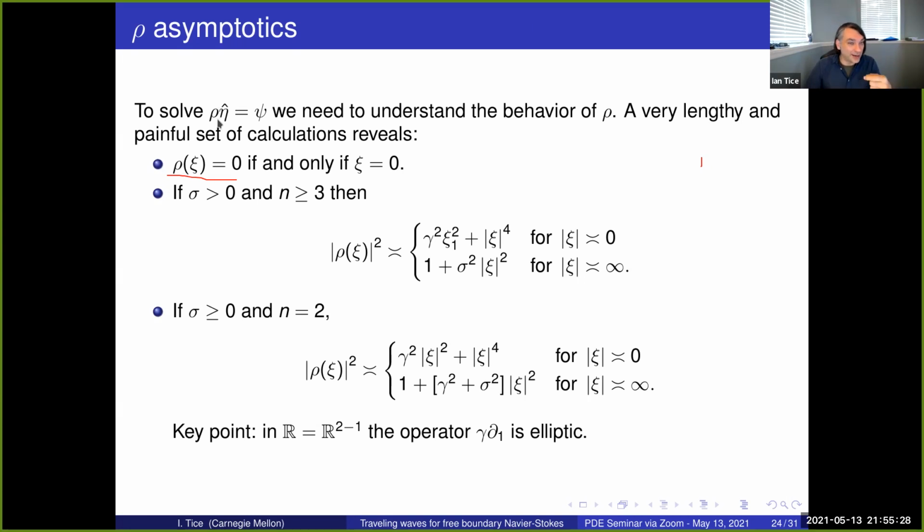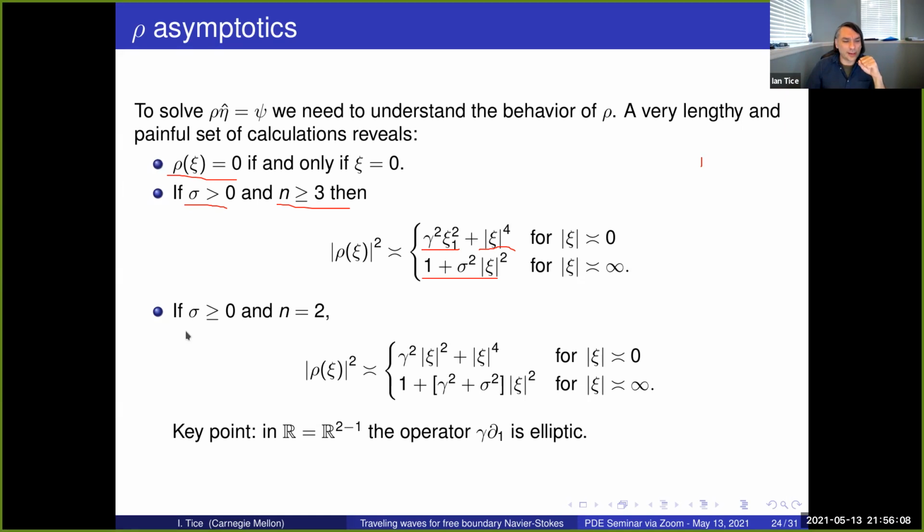So I can divide both sides of this equation by rho in principle to define eta hat, at least for frequencies away from 0. And then what we find is that we can explicitly compute the asymptotics of rho. When we have positive surface tension and the dimension is 3 or higher, what we find is that for high frequencies, we have a standard Sobolev multiplier that looks like it corresponds to a derivative. For low frequencies, though, we have this sort of weird mixed behavior where we have one part that looks like C1 squared and another part that looks like 2 derivatives.